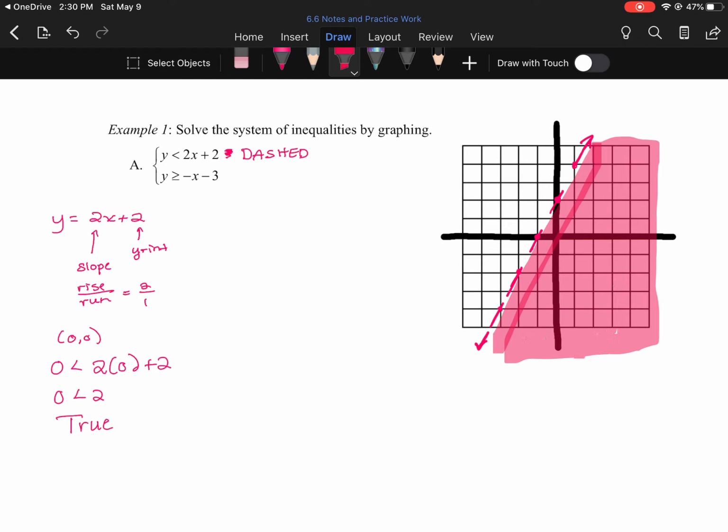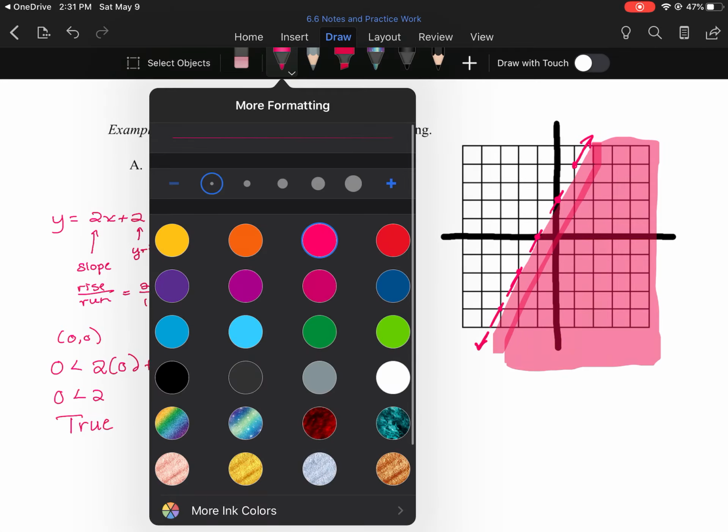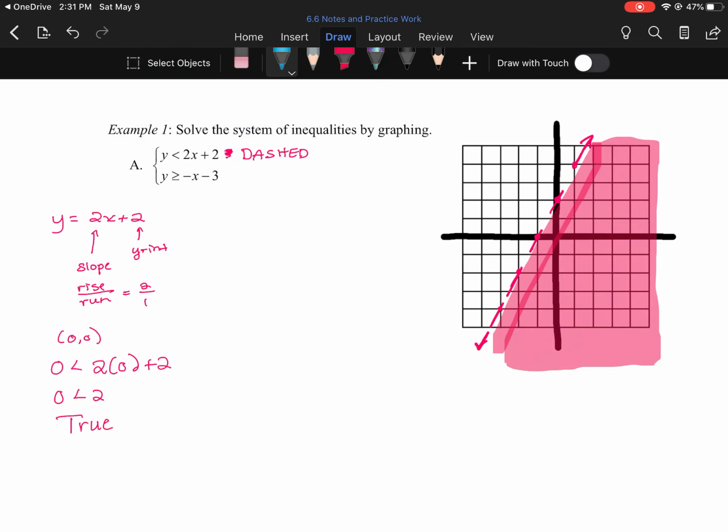If you don't wish to shade the whole side, you could just put lines down, and I'll show you one of the next ones. I'm just going to put little arrows to also show the shading. All right, so now let's go to our next problem. Hopefully we can see this blue. Yes. The second equation is going to be the blue color, and this is going to be a solid line.